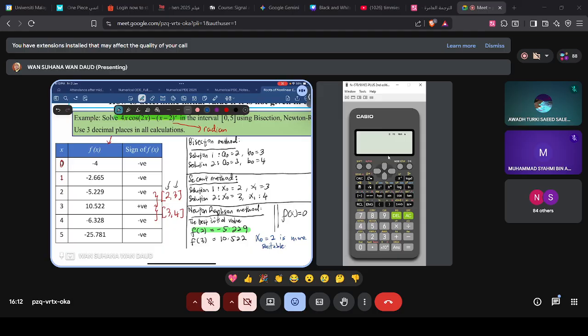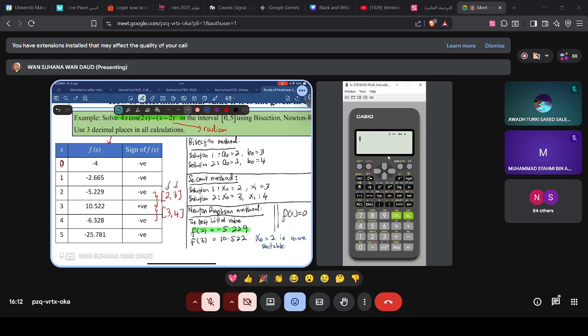You understand or not? To choose the best initial value, you have to make sure fx is close to 0. So in this case, if you choose 2, fx is negative 5. If you choose 3, fx equals 10. Of course, you choose 2 because negative 5 is closer to 0 compared to 10. So the initial value should be 2.